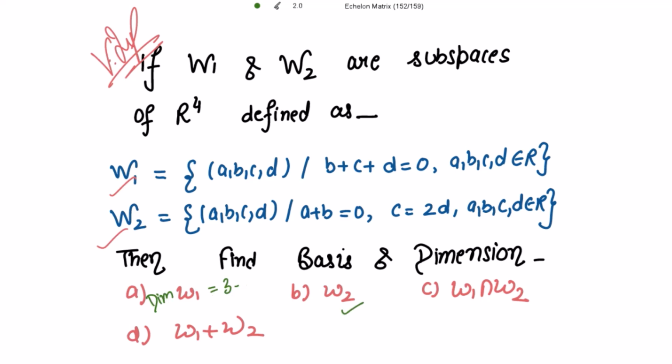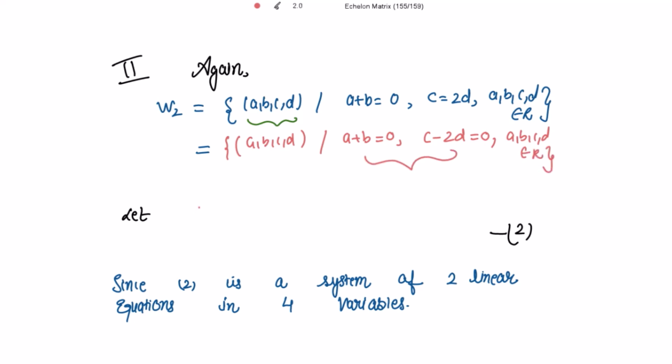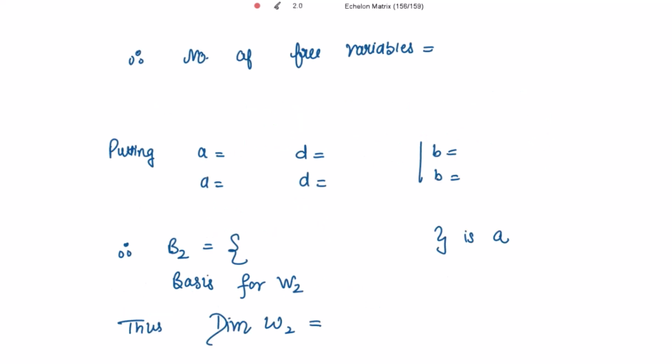Let's move on to the second subspace, that is W2. The condition given to us is that all those vectors such that A plus B equal to 0 and C equal to 2D. I can write this subspace again as all those vectors such that A plus B is equal to 0 and C minus 2D is equal to 0, for A, B, C, D belonging to the set of real numbers. Let's take these two equations now. It is a system of two linear equations in 4 variables. So the number of free variables is equal to the number of variables minus the number of equations, that is, the number of free variables is equal to 2.